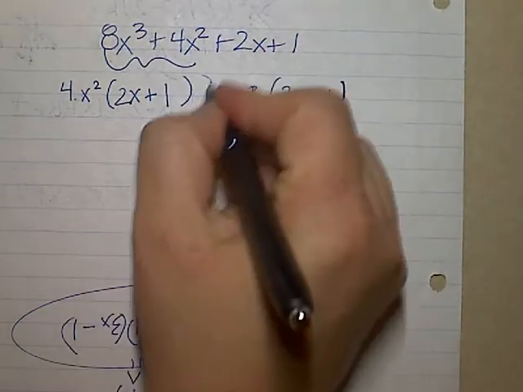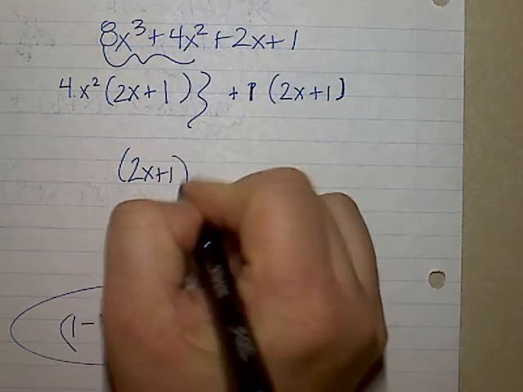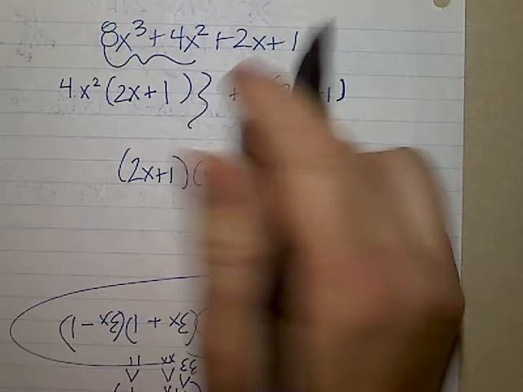So what do we do? Think of this as a front half and a back half. They both contain a 2x plus 1. In front of the first part is 4x squared. In front of the second part is a plus 1.